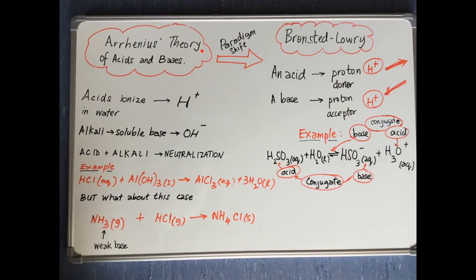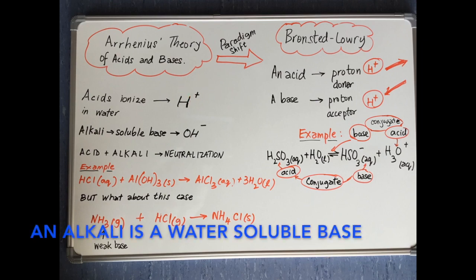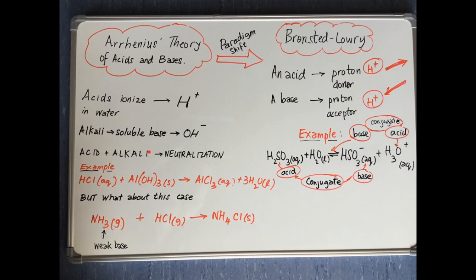According to the Arrhenius theory of acids and bases, acids ionize in water to produce H+ ions or protons, and alkalis are soluble bases which ionize in water to produce hydroxide ions. A reaction between an acid and an alkali is a neutralization. A typical example then is hydrochloric acid and aluminum hydroxide to produce aluminum chloride and water.